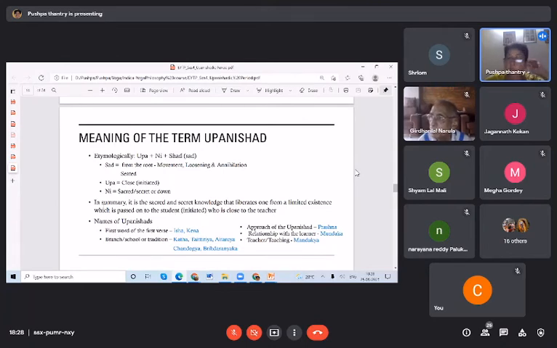Okay, so there are so many hidden meanings here, no? So he is telling about Guru Parampara. Again, it is telling that it is initiated from the teacher to the student who is initiated, and then it is a secret, and it liberates one from the limited existence. It is limitless, you know. So in this one small word, so many hidden and inner meanings are there, right?